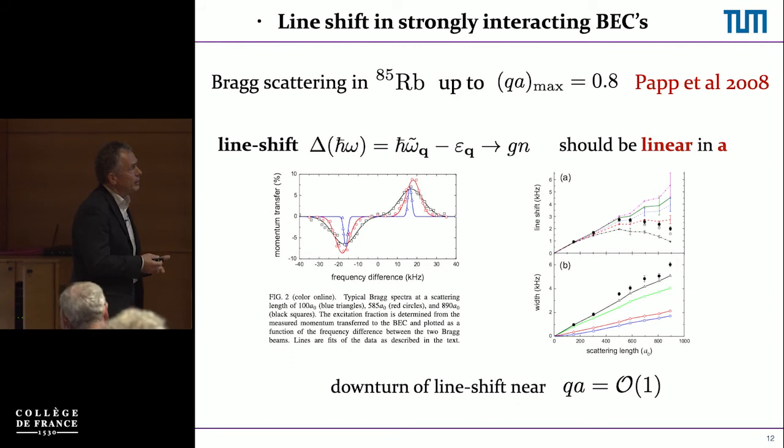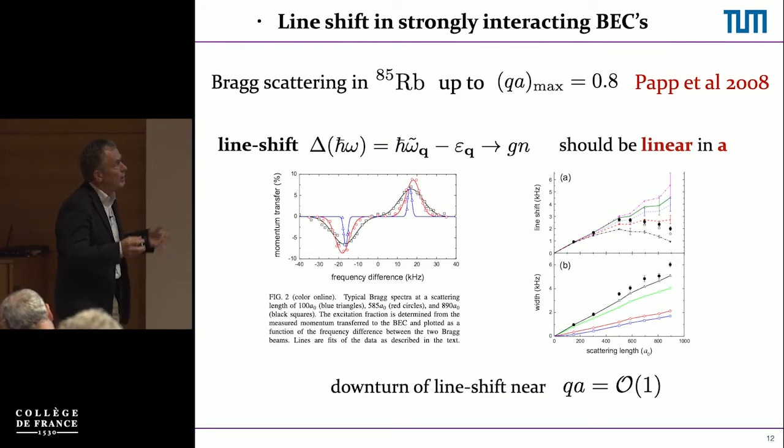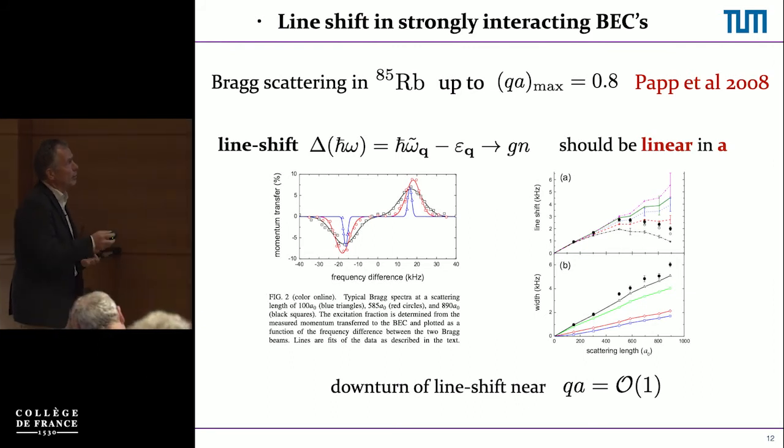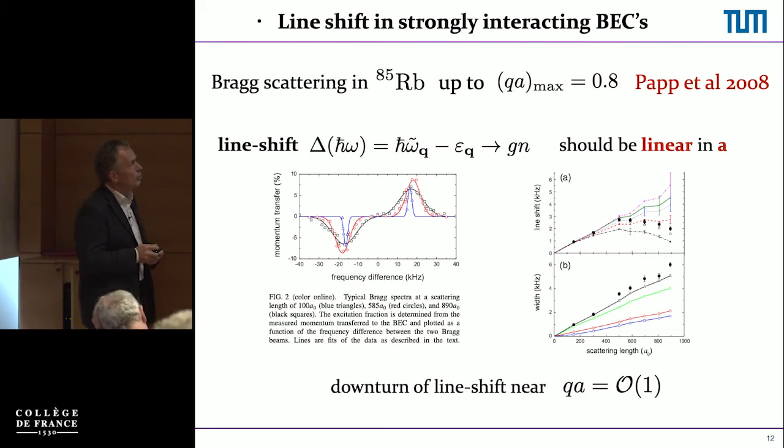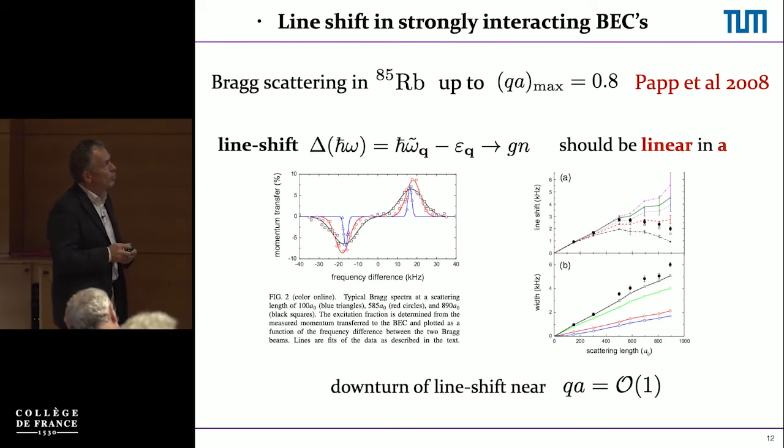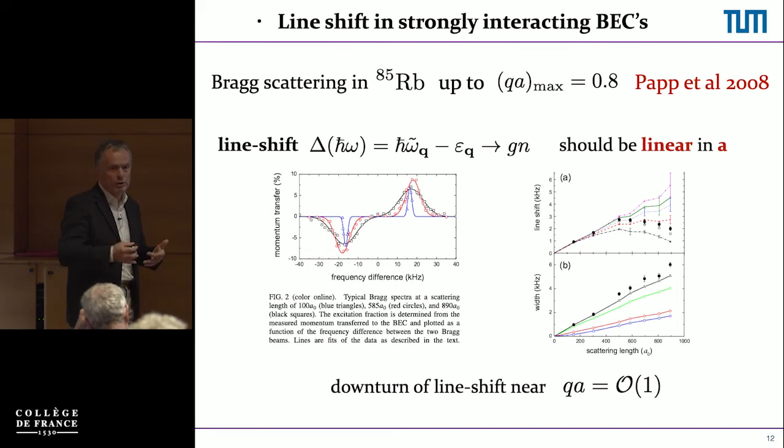if you add a given density and a given wave vector of your modulation, it is expected to increase linearly in A. So the data are shown here. The blue line is for a short scattering length, 100 A Bohr, and you see a peak here. And then if you increase the scattering length by a factor of 6, it shifts to the red. So there's a blue shift. Okay, that's something that you expect.